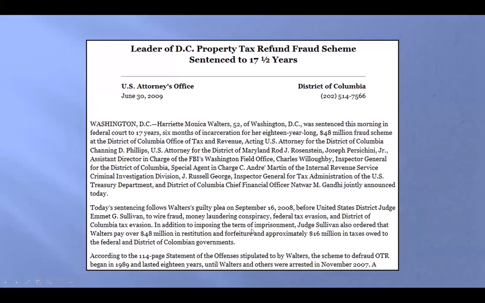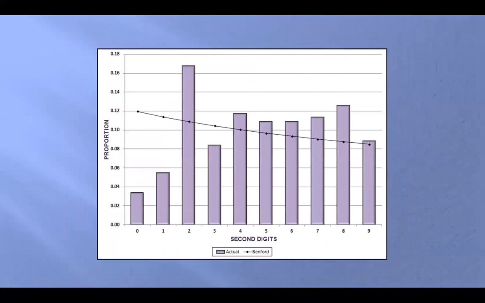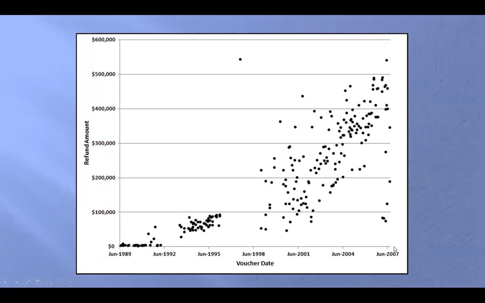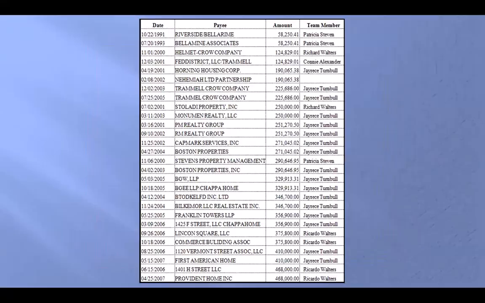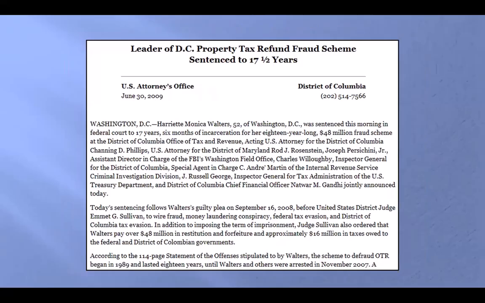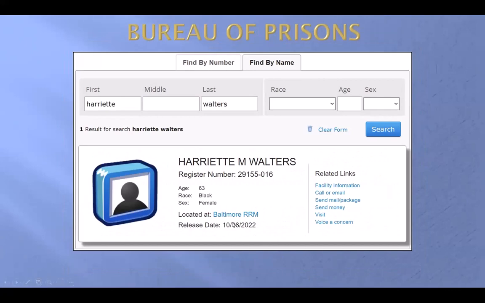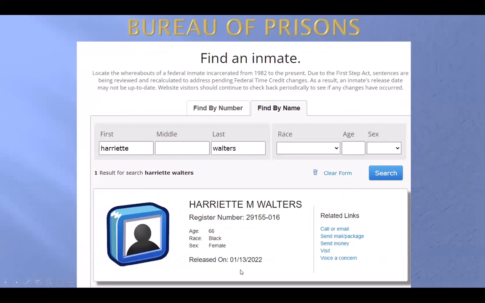And just to remind you, this scheme went all the way up until around September of 2007. And then she was placed in cuffs and not released on bail. So she'd been in custody since August of 2007, long time. Release date, supposed to be October 2022, but in fact released early. You can see there, released January 2022. That's a long time.